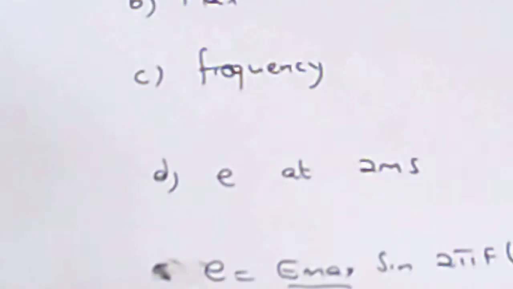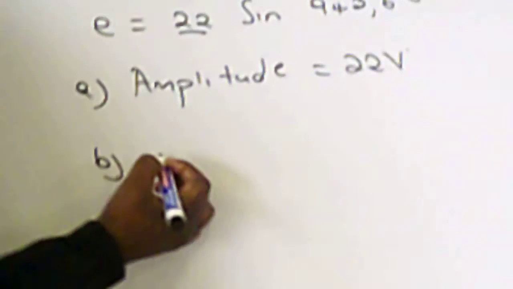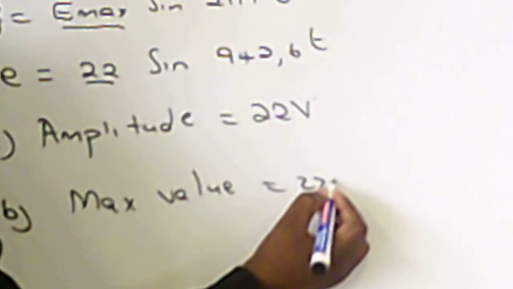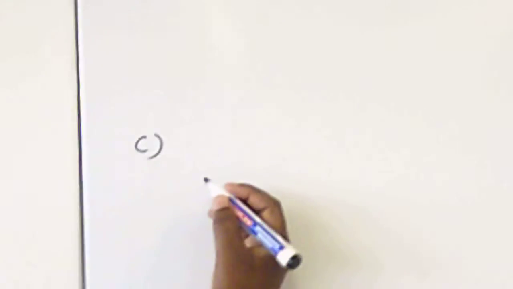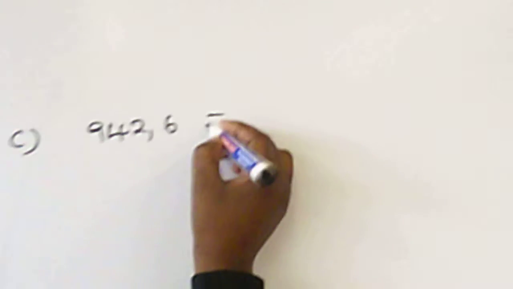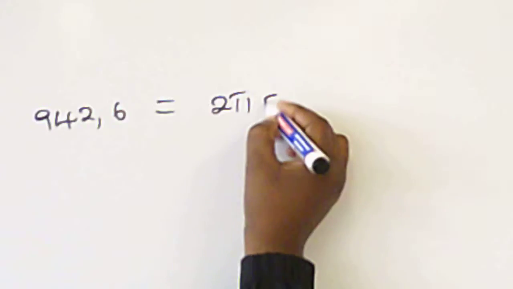Answer for the second question, how much is your maximum? As we said, amplitude, maximum and peak are the same thing, meaning my maximum is still equal to 22 volts. But what about the frequency? Where is my frequency? You compare the two now. The frequency is up here where we have 942.6. To answer number C, to calculate your frequency, remember here 942.6 is equal to 2 pi f.